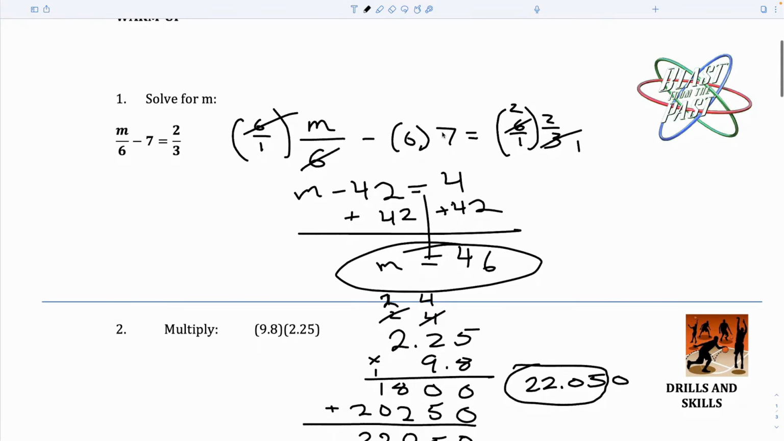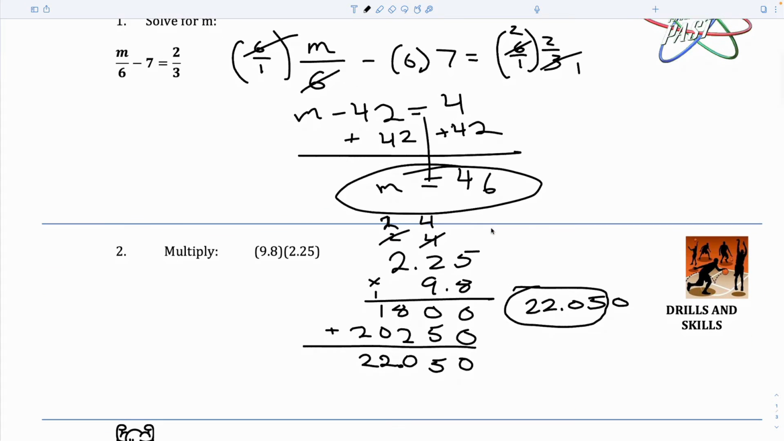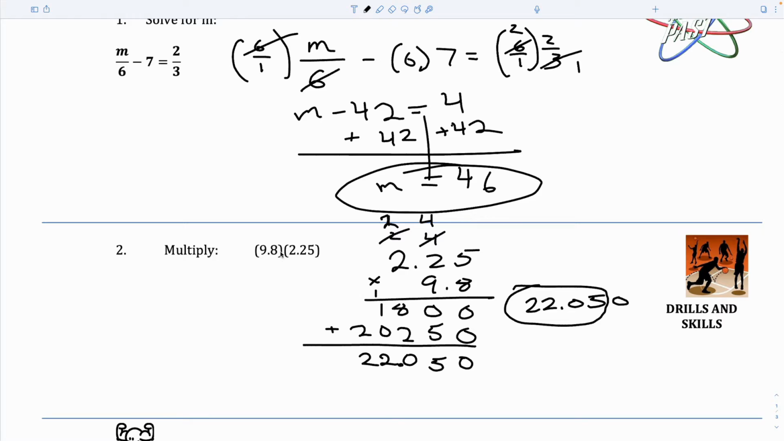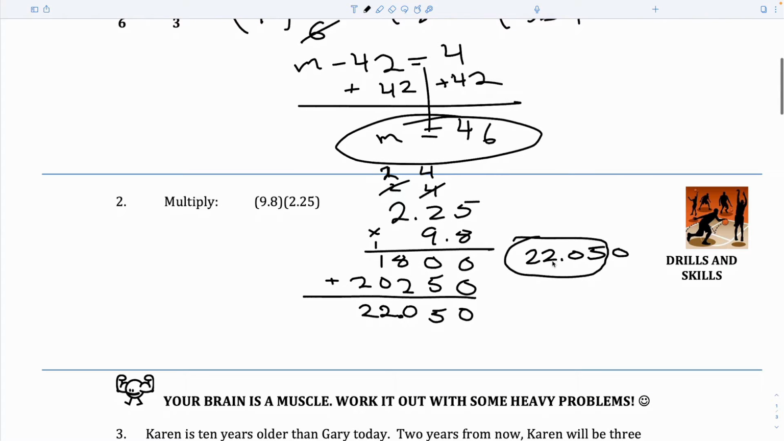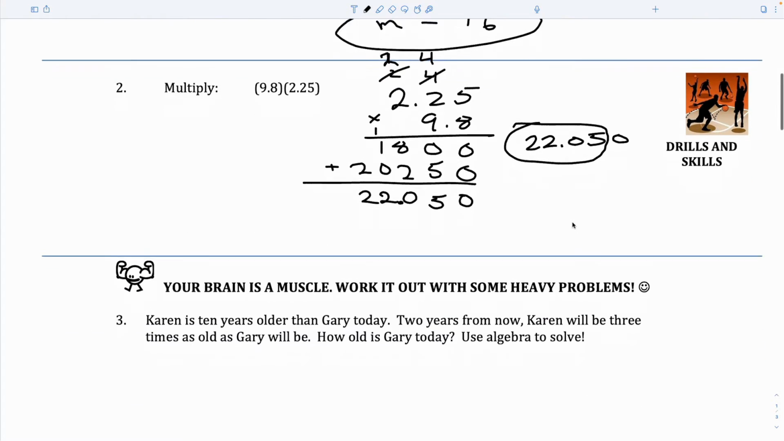Okay, so hopefully you had time to work this out. Check your answer with a partner. Number 1 should be m equals 46. Number 2, notice how I put 2.25 on top of the multiplication problem. If you have 3 digits and 2 digits, it's just a lot simpler to organize it 3 and then 2. 22.05 should have been your answer.